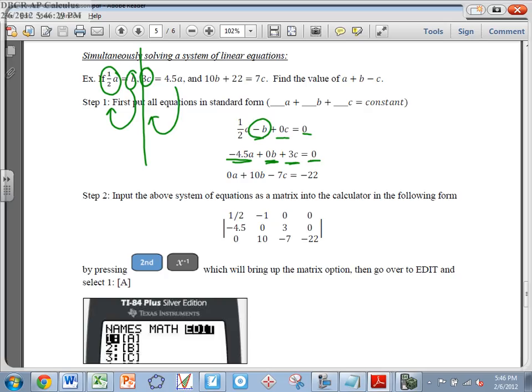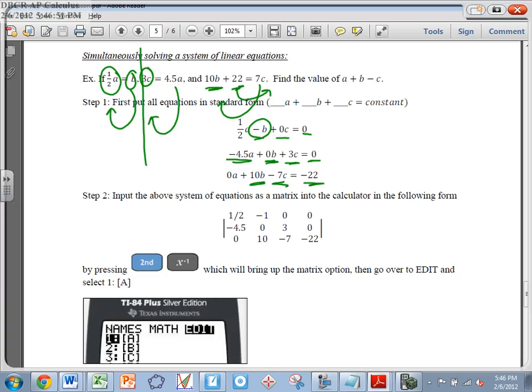That's done also. And then the last one says 10b plus 22 equals 7c. Well, 10b goes right here. The 22 needs to be moved over here, so it becomes a negative 22. And the 7c has to be moved over here, which is a negative 7c. Again, this is a reiteration of what we've done in Algebra 2 already, so this should be familiar for everybody.